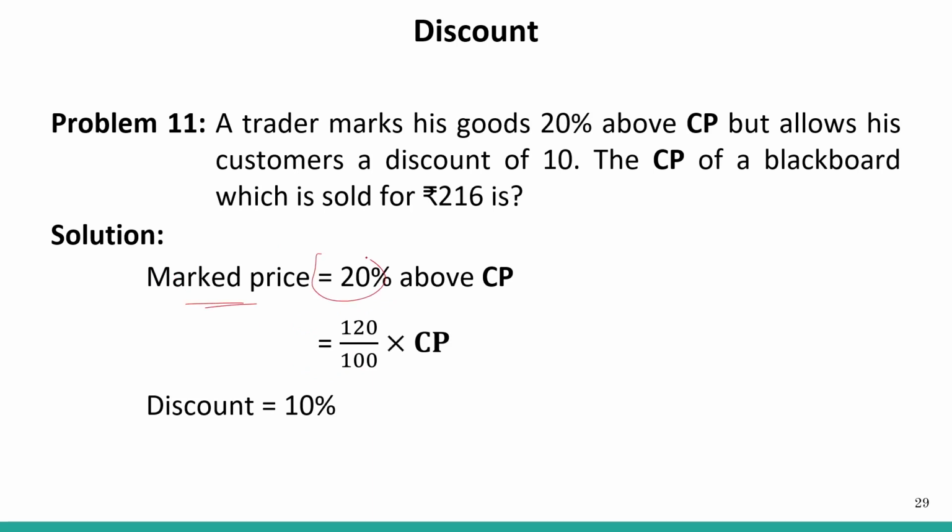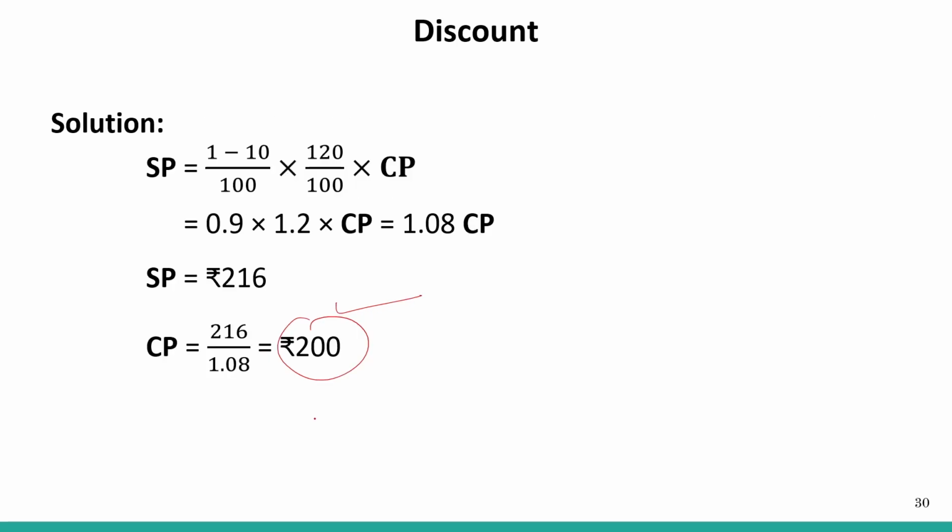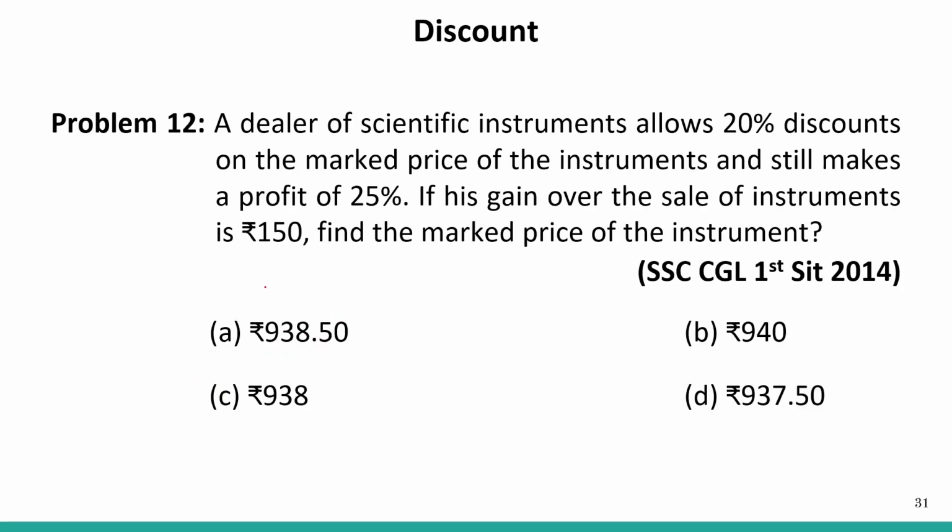Okay, so let's go forward with the step-by-step solution. So mark price is equal to 20% above the CP. So this will be 1.2 of CP. So discount is 10%. So selling price will be 0.9 into 1.2 into CP, that is 1.08 CP. So SP is equal to 216, that is given to us. So solving for CP will be very easy by taking it to the left hand side. That is where we put all the unknowns and we take all the known values to the right hand side. So what we are left with is 200 rupees. So let's see problem number 12.